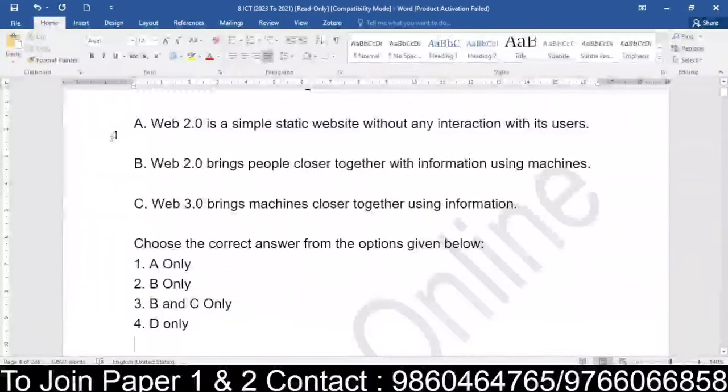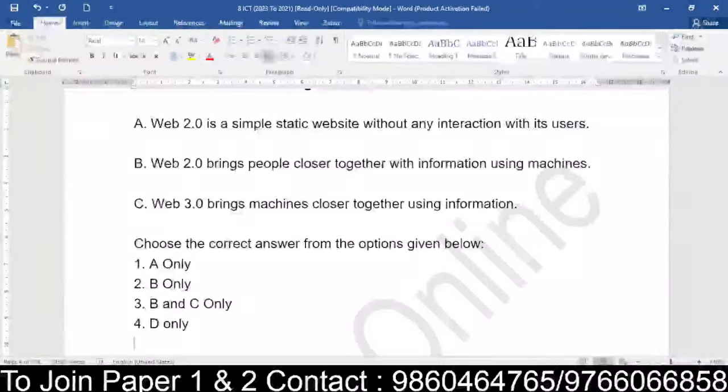Which statement is accurate? Whether Web 2.0 is a simple static website without interaction, whether it brings people closer, whether it brings machines closer using information. So which of the statements stands to be correct with respect to the web? Okay, now let's see quickly which of the statements is correct, whether it is a simple website without interaction, whether it is getting people closer, or whether it is using the information.